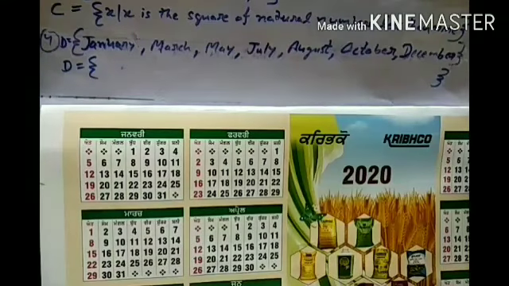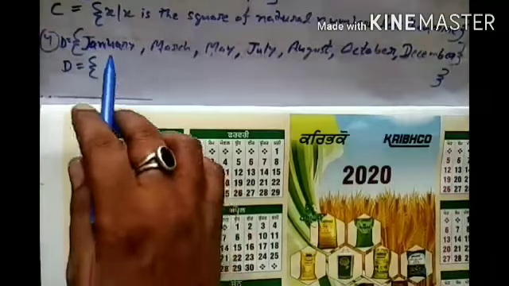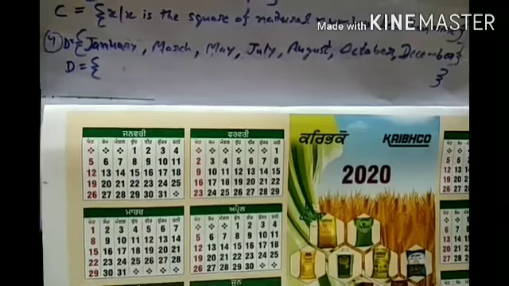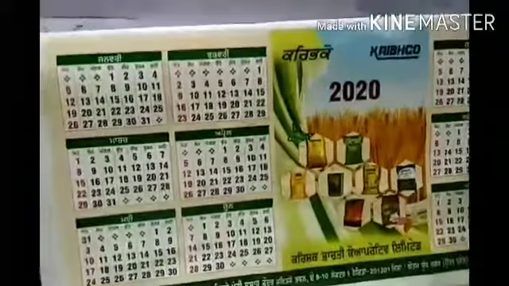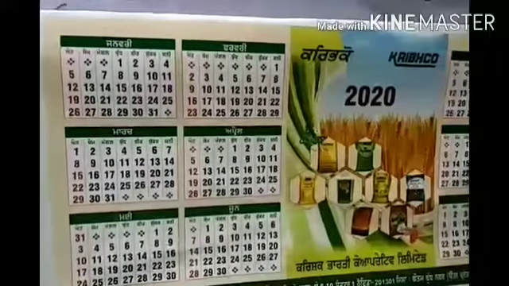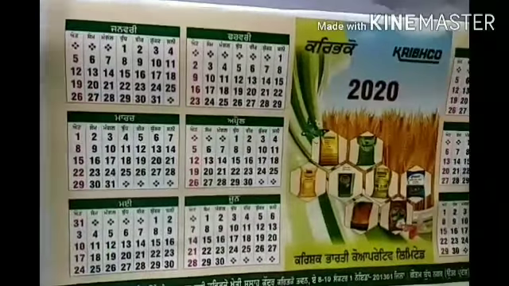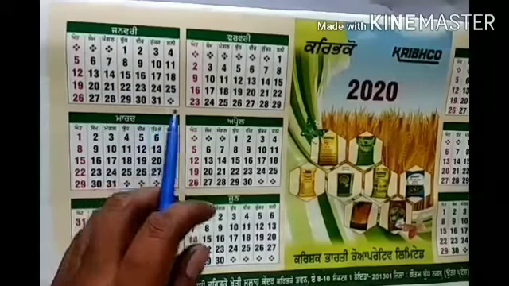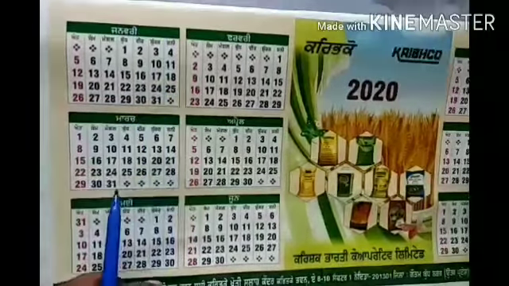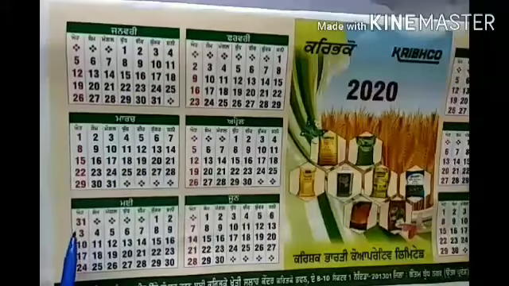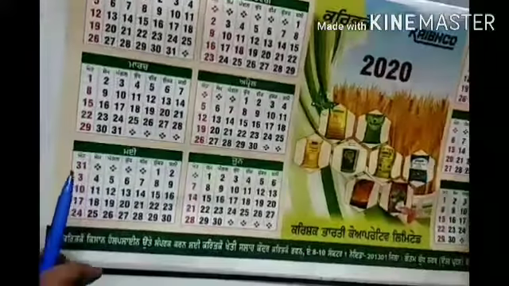So first of all I will have to find their common rule, that is, what is common among all these months. For this I bring this calendar and check what common rule applies in all the months. So if I come to January, it has 31 days. After that March is also having 31 days, and May is also having 31 days, you see.